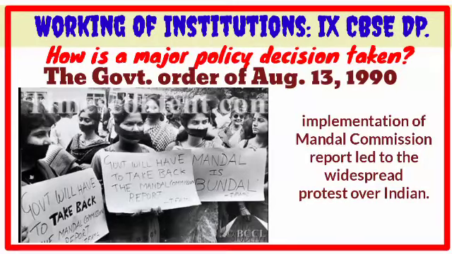Because job reservation of 27% is reserved only for a group of people, and many other people were deprived of getting jobs. At the same time, some people felt that it is good to give job reservations because these backward communities may get enough representation in government employment.